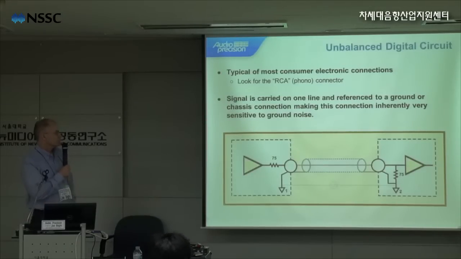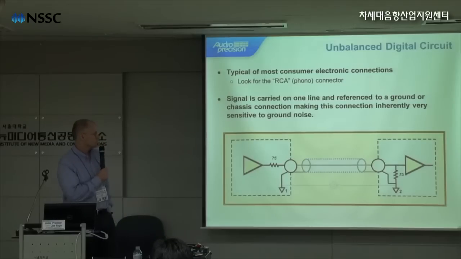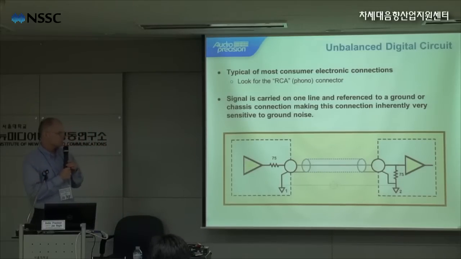This shows the unbalanced digital circuit. It's typical of most consumer electronic connections, and you can see if you look on the back of many consumer devices like receivers, they'll have these RCA connectors. So the signal is carried on one line, and it's referenced to ground or a chassis connection, making this connection inherently sensitive to ground noise. It doesn't have the noise immunity that's offered by a balanced connection.